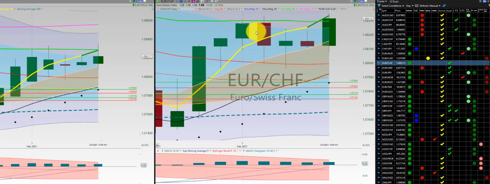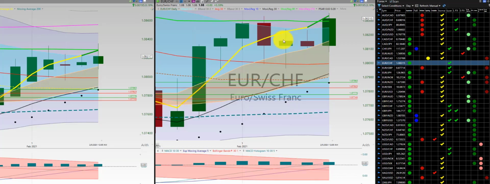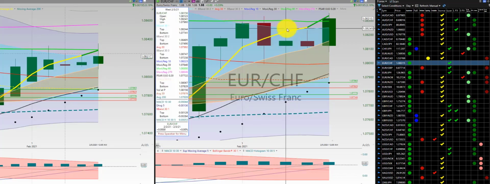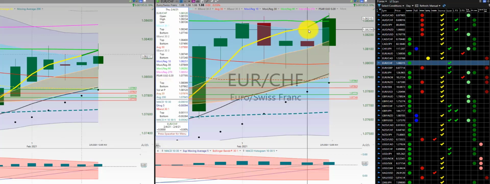Euro Swiss franc, nice 1-2-3 punch out. This was to the downside. So if you did take this particular short because the Heikin Ashi body was below the RL10, your stop up here would have a small gain on the next day. Then a loss on the third day.